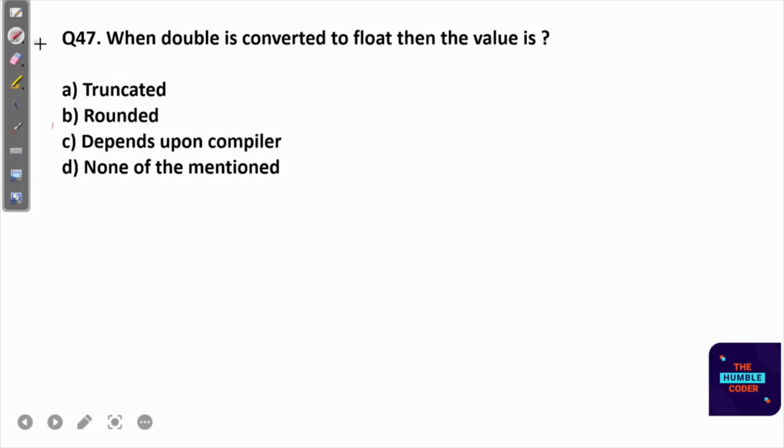When double is converted to float, then the value is truncated, rounded, depends upon the compiler, or none of the above. So in this case, it depends upon the compiler. So the correct answer will be option C.